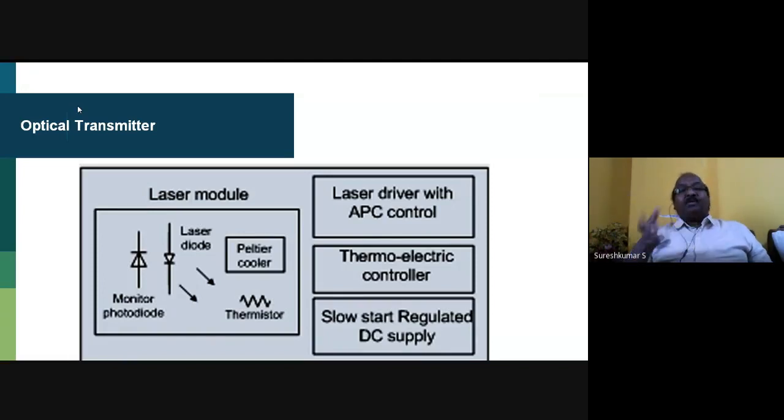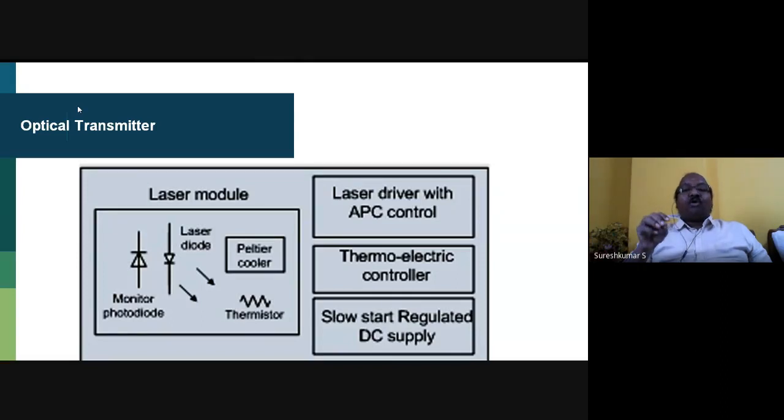And the circuitry contains a laser driver, which actually programs the laser to the desired laser current. And then you have an automatic power control, which adjusts the optical power of the laser by adjusting the current with the laser driver. Then you have a thermoelectric cooler controller, which utilizes the Peltier cooler and thermistor to sense the temperature of the laser and adjust the cooler by cooling or heating, to try to maintain the laser temperature constant. Okay, so that job is done by the thermoelectric cooler.